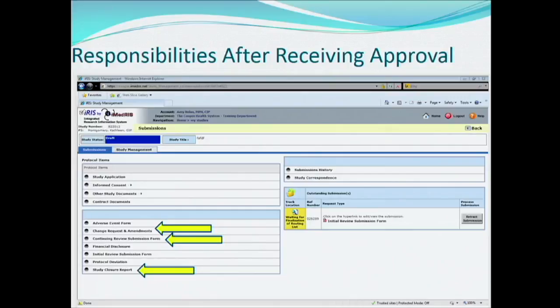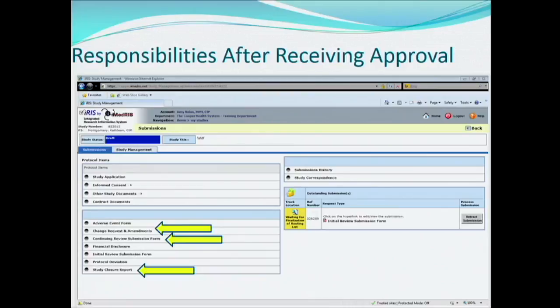So when you have IRB approval for a submission, this is what your dashboard will look like for that specific study. On the bottom left-hand side, you'll see those 3 yellow arrows there. That's where you're going to create all of your forms: any of your adverse events, your amendments, your continuing reviews, or your study closure reports. Okay?